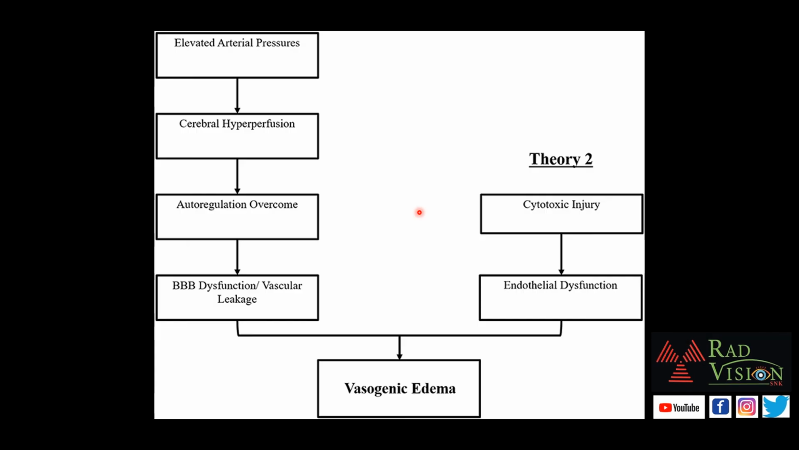So what is the pathophysiology of PRES? That is posterior reversible encephalopathy syndrome. Theory 1: elevated arterial pressures lead to cerebral hyperperfusion, autoregulation is overcome, leading to blood-brain barrier dysfunction or vascular leakage, leading to vasogenic edema. Theory 2 is cytotoxic injury, which leads to endothelial dysfunction, which leads to vasogenic edema.